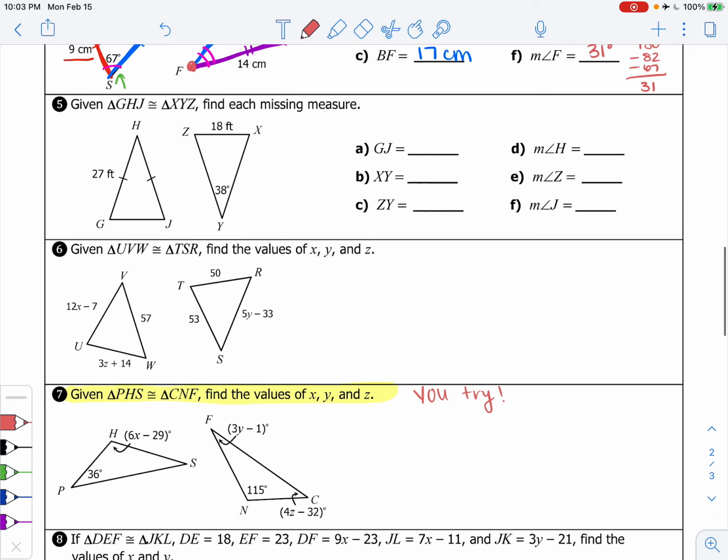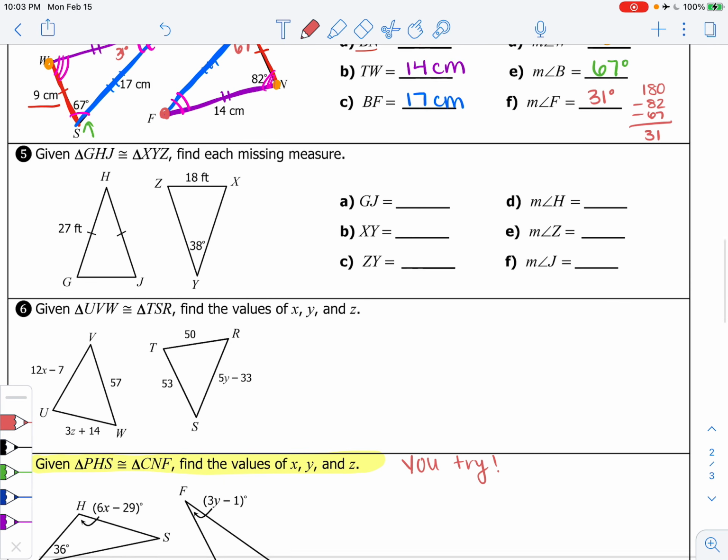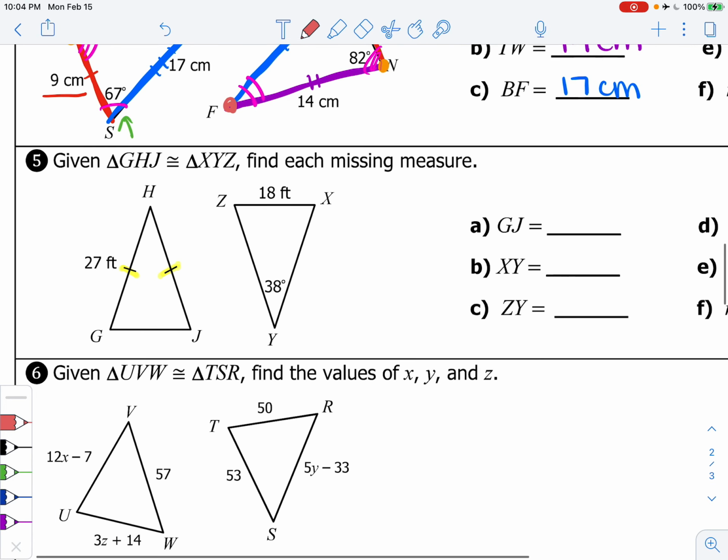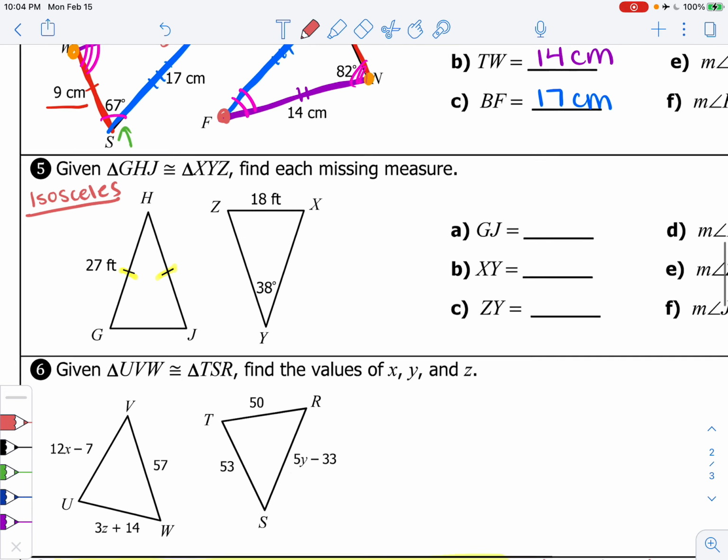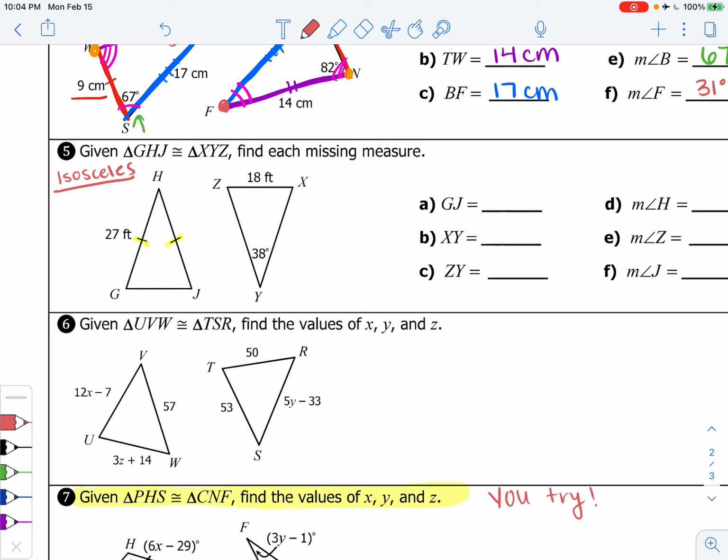All right, let's try this next one together as well. So we're labeling all of them. We have some corresponding pieces, but there's actually something else here that is special to note as well. Notice that in the triangle GHJ, these two sides are marked as congruent. Remind me, what triangle has two congruent sides? If you said isosceles, you are right. This is an example of an isosceles triangle. So I would expect that the triangle it is congruent to is also isosceles.